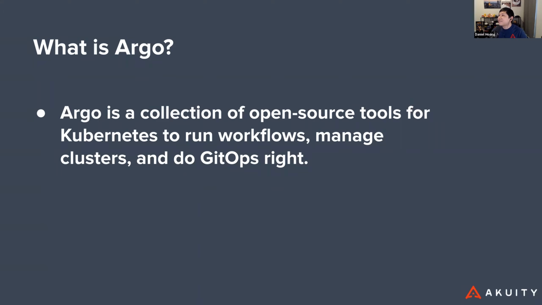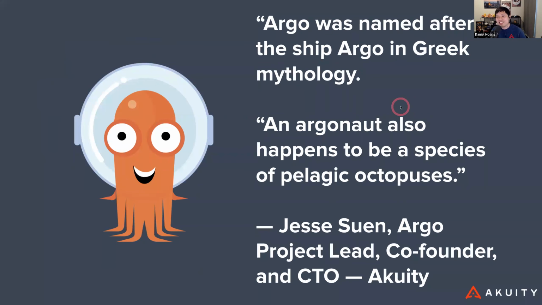So real quick, just want to throw up another poll. Does anyone know where the Argo name came from? Oh yeah, the Oscar-winning movie. It seems like you guys are very knowledgeable in Greek mythology, but yeah, it did come from an Oscar-winning movie. No, no, it didn't. It definitely came from Greek mythology, and it's named after the ship called Argo. And an Argonaut, our octopus friend over there, happens to be a species of pelagic octopuses. So that's where the logo comes from, in case you were ever curious about the origin of that.